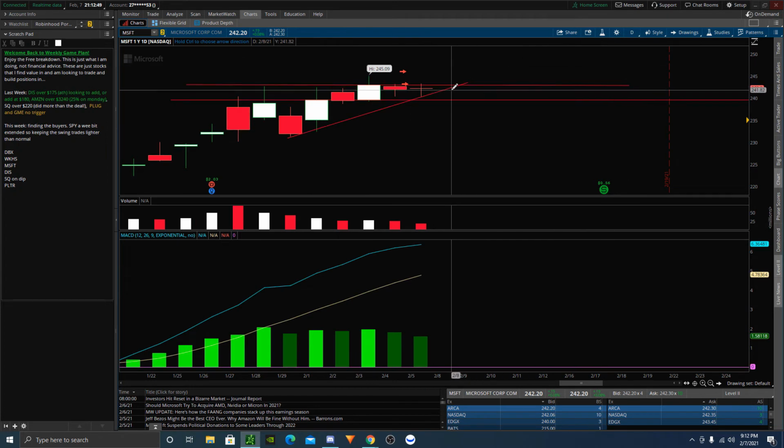And Microsoft, this is nice and easy. I'm going to have a tight stop right underneath 241.82. And that'll be either a hard stop or maybe an hourly stop on Microsoft.